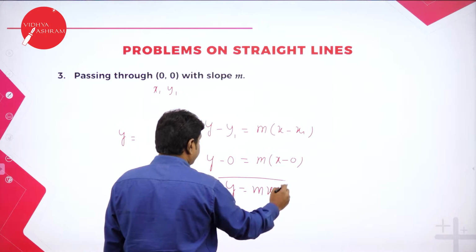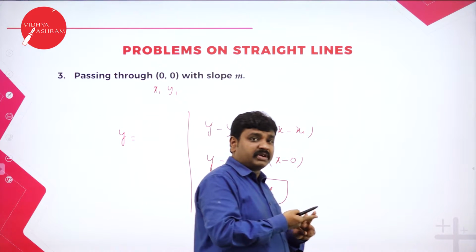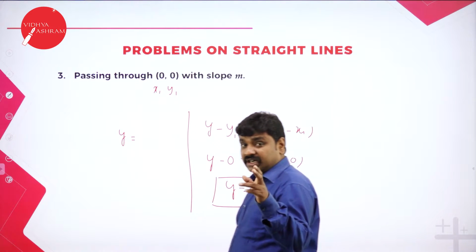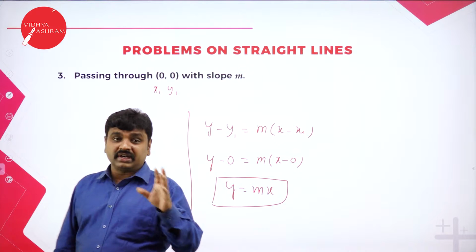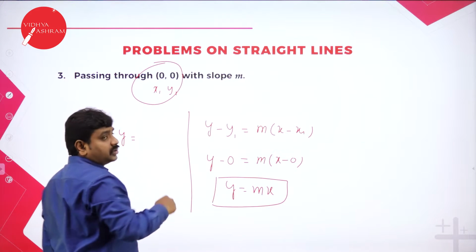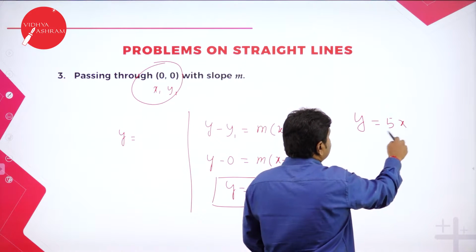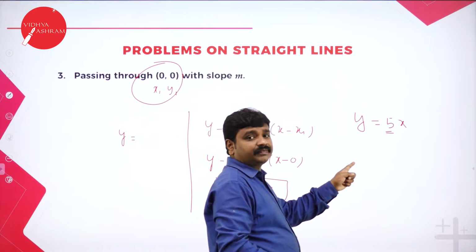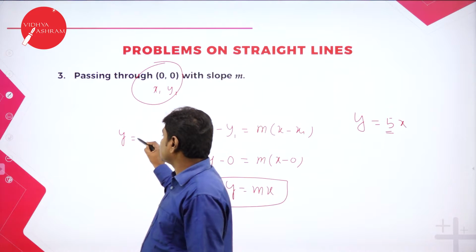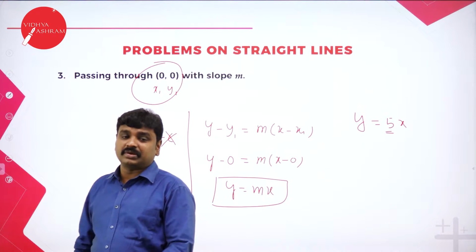Please understand, always in mathematics, y is equal to mx. If you have only x term and y term, what is missing? Constant is not there. If the equation contains only x and y, then it definitely passes through origin. What is 0, 0? Origin. So if I tell y is equal to 5x, what does it mean? This is a line with slope 5 and passing through origin. If a line passes through origin, it will not have c value. What is the standard form? y = mx + c. In this c is not there, or c is 0, means it passes through origin.